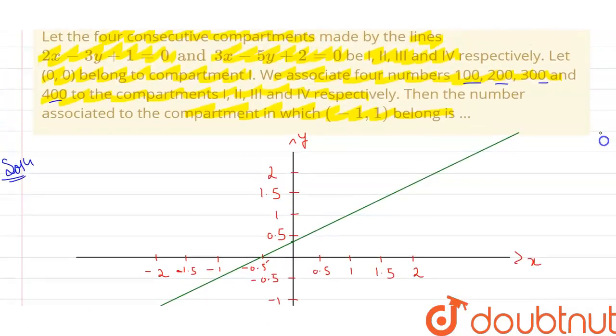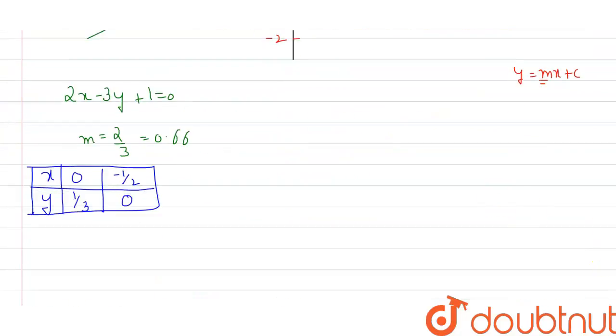Okay, so after this, again I have to solve for this line, 3x minus 5y plus 2 equals 0. We have to plot this one, so let me write it down here. The second line is 3x minus 5y plus 2 equals 0.